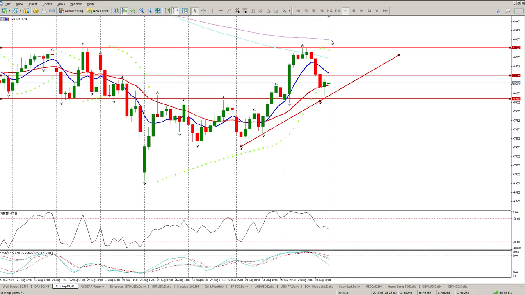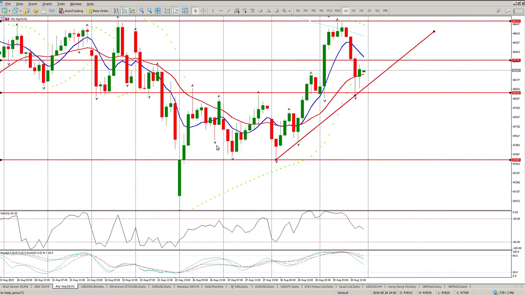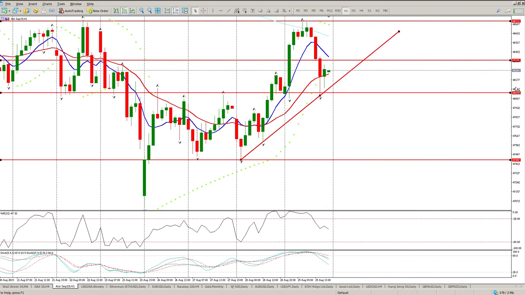We need to wait for that break and the retest of this level before we can confirm that the level's gone. But nothing stopping us looking for another attempt to the upside. A break below the low of yesterday is going to trigger shorts, and we're more than likely going to move back down to this area here, which is 47,450. Those are the two scenarios at the moment.